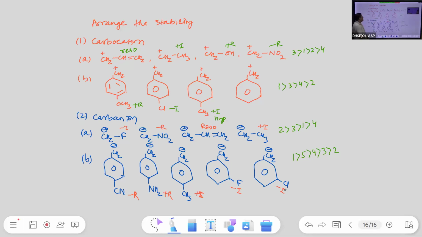And again, resonance or hyperconjugation or back bonding is possible at the ortho and para position. Again, repeating, resonance, back bonding or hyperconjugation is possible at the ortho and para position. And at the meta position, only inductive effect is observed. It can be plus I, it can be minus I. So which order we have to follow in order to decide the stability order? So noted. Any doubt in this slide?